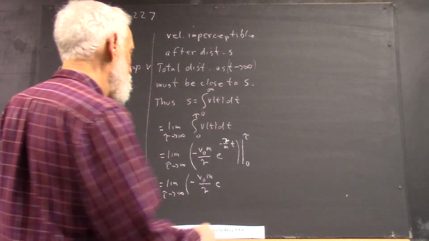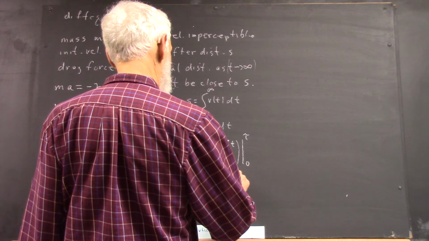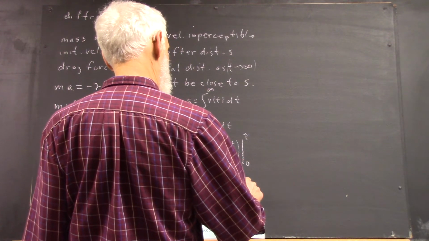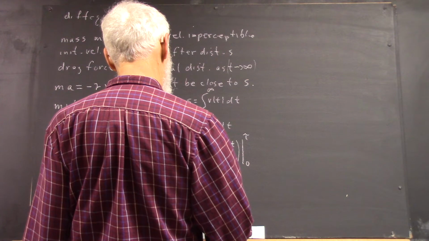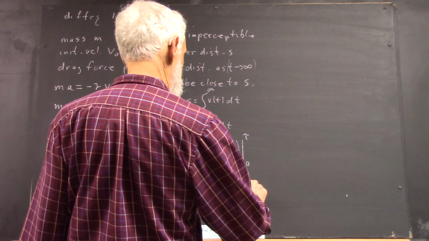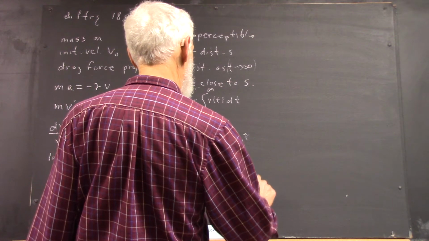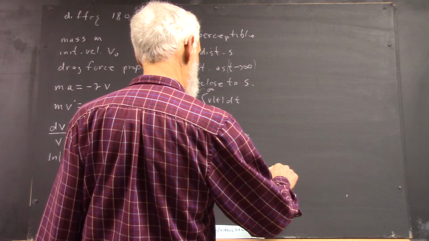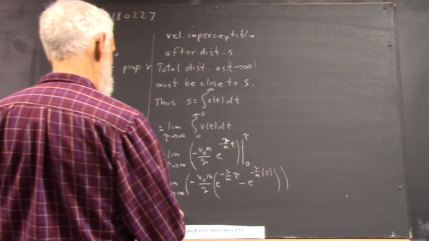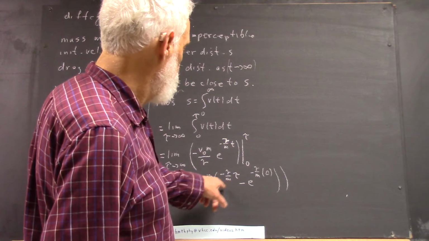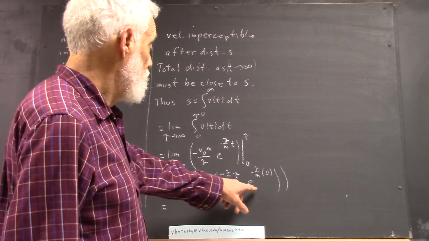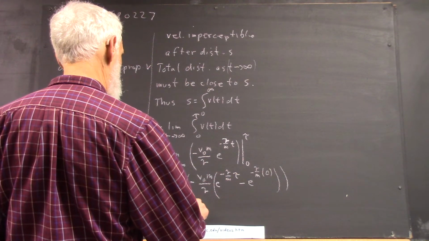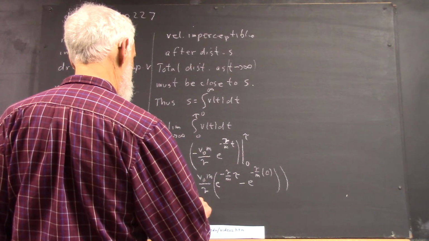Okay, anyhow, that'll be e to the negative gamma over m times tau, and I'll use an extra set of parentheses here, minus e to the negative gamma over m times 0. Well, clearly, as tau approaches infinity, this approaches 0. And at 0, this is 1. So this is just negative v naught m over gamma.